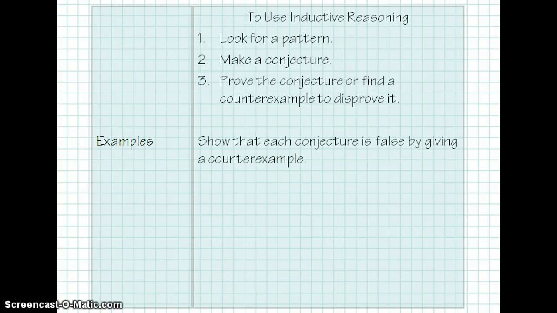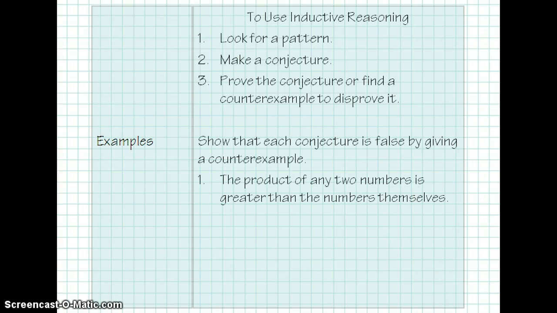So, for example here, I'm telling you that each of these conjectures is false, and so we're going to find a counterexample that shows why they're false. So if I've got a conjecture that the product of any two numbers is greater than the numbers themselves. Now, you can see where someone might make this conjecture because they look at 3 times 4 is 12, 5 times 6 is 30. You're always getting these bigger and bigger numbers. And so for a counterexample, you want to come up with some example where this is not true. You multiply two numbers together and you get a smaller number.